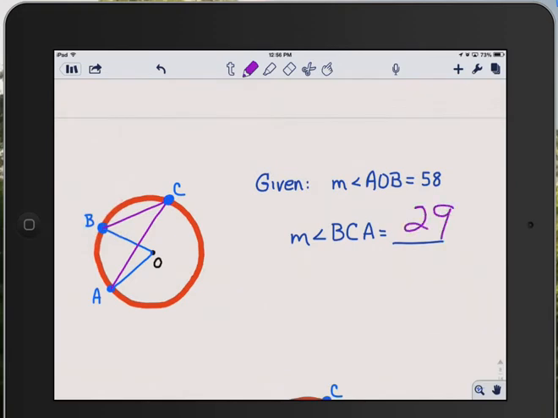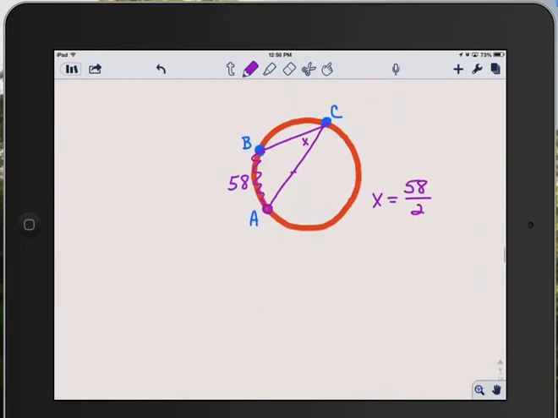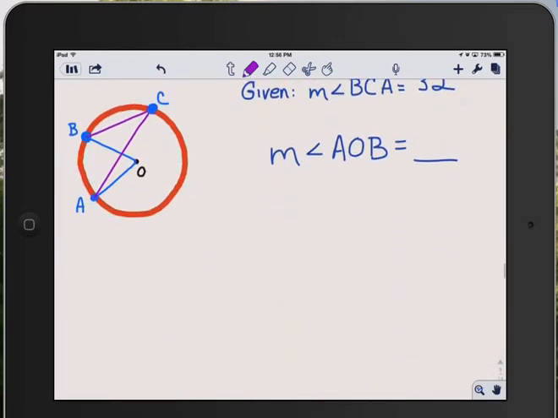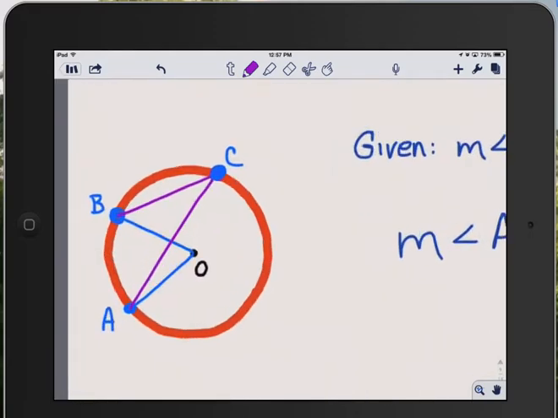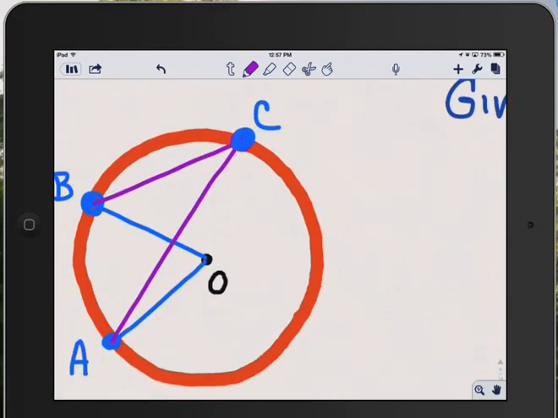So you only want to look at part of the diagram at a time, and it makes it a whole lot easier if you can do just that. Next problem. Measure of angle BCA is 32. So now we're just going to reverse the steps.